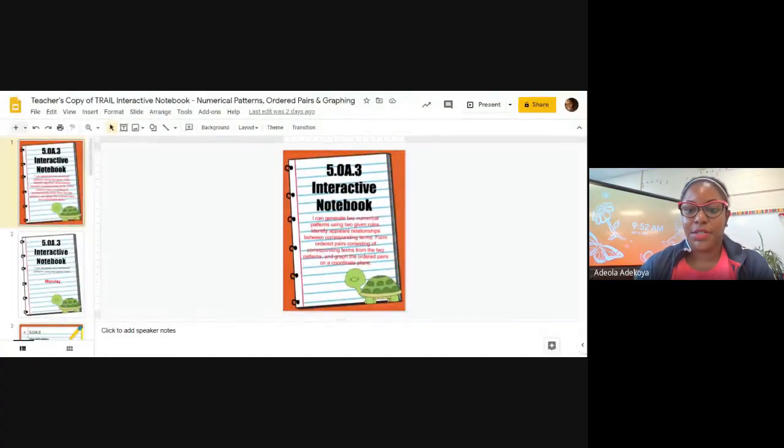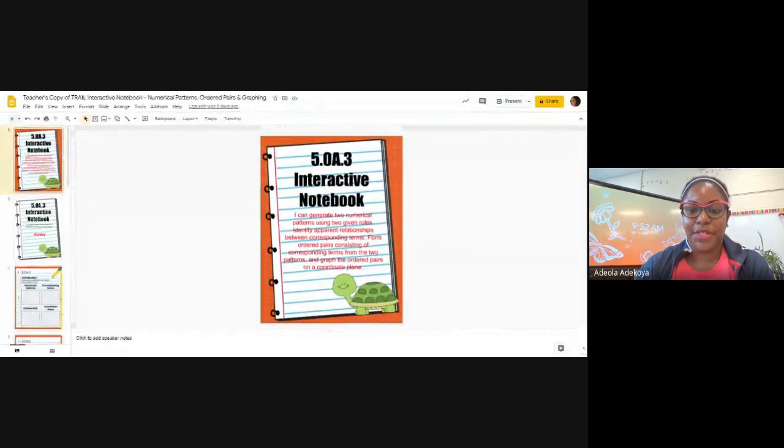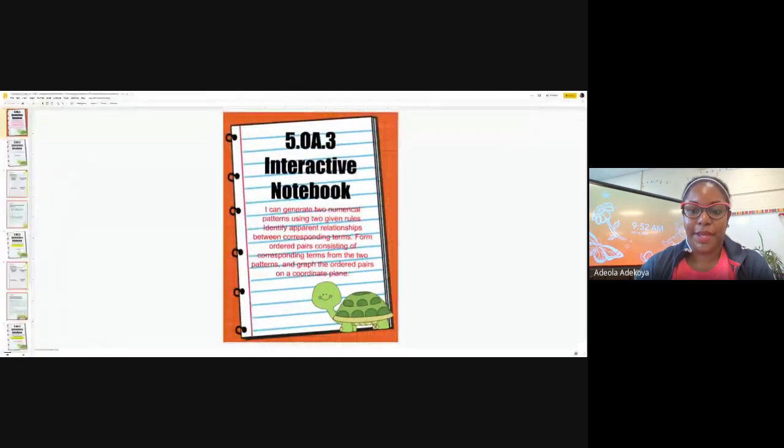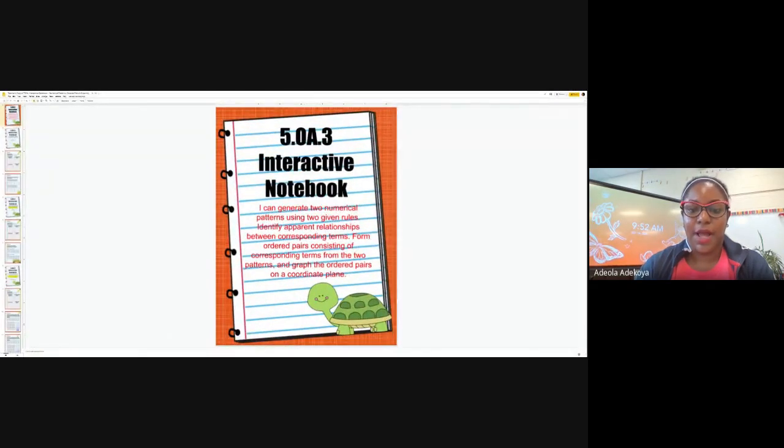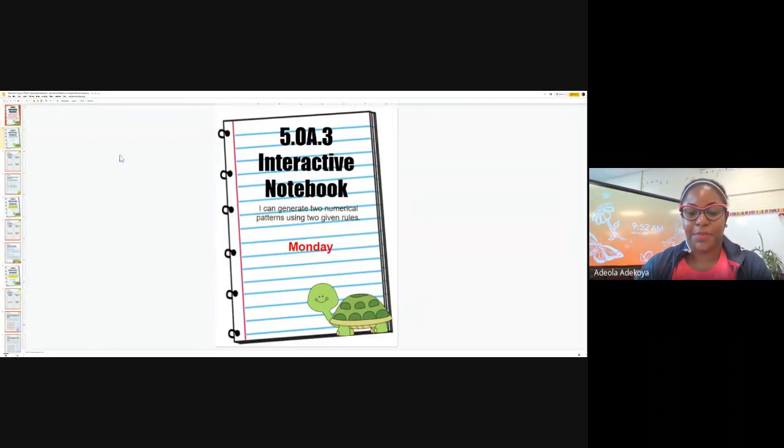All right, so our focus today is on generating two numerical patterns. I can generate two numerical patterns using two given rules. By the end of this week, we'll be able to do all of the things in here, but today our focus is just on generating two numerical patterns.